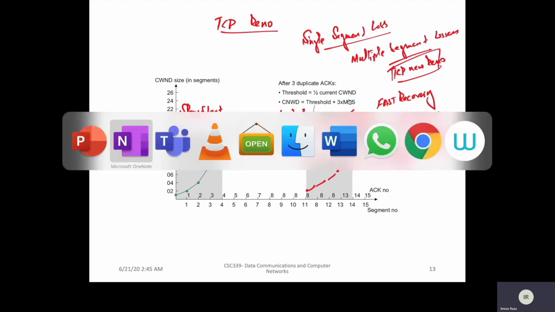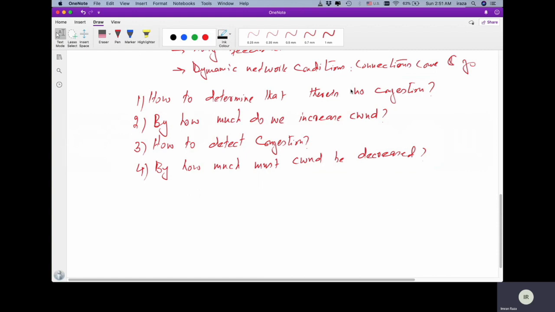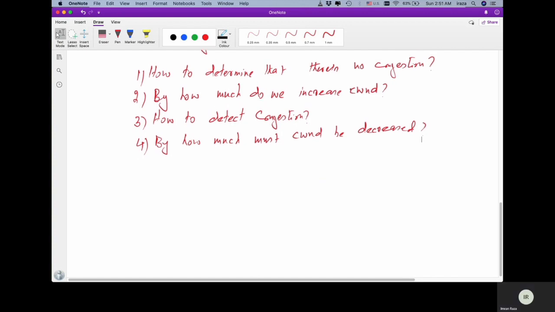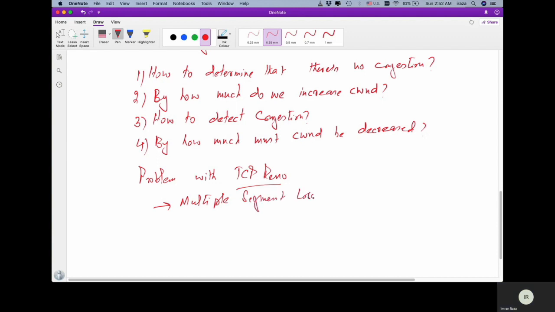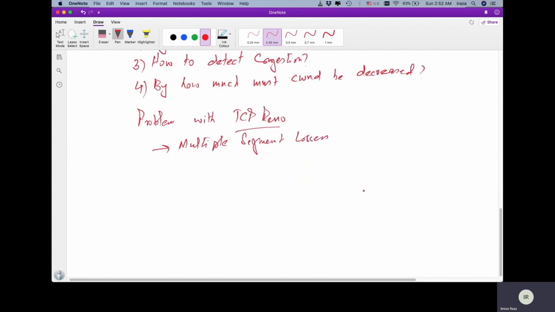Let's try to understand this with the help of an example here. Let's try to understand first the problem with TCP Reno, right? And yes, we know the problem is multiple segment losses. Okay, let's try to understand this with the help of an example.